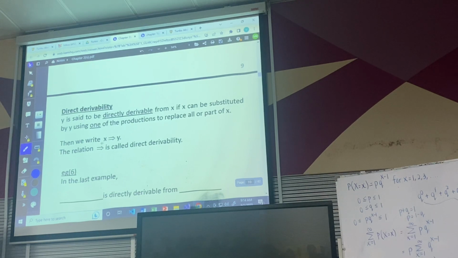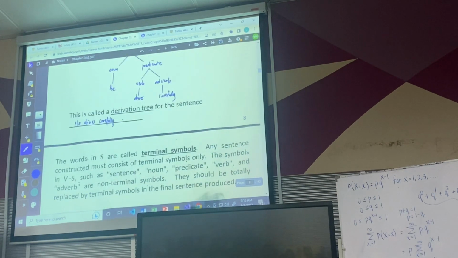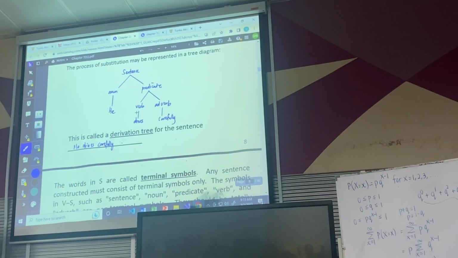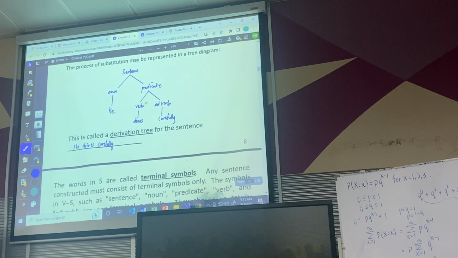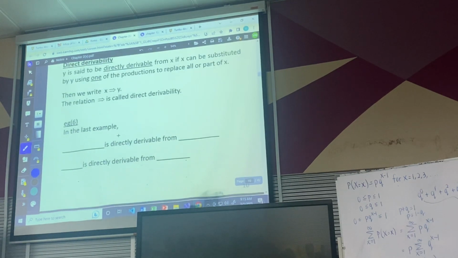The symbol you can use is an arrow with two lines. If you refer to the previous example, we can say the word we get directly from one step only. For example, drives, you can substitute from this verb, and then you substitute it carefully for the adverb. So these ones are all the direct derivatives.